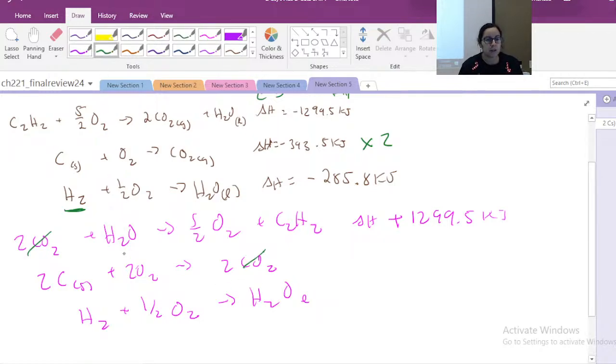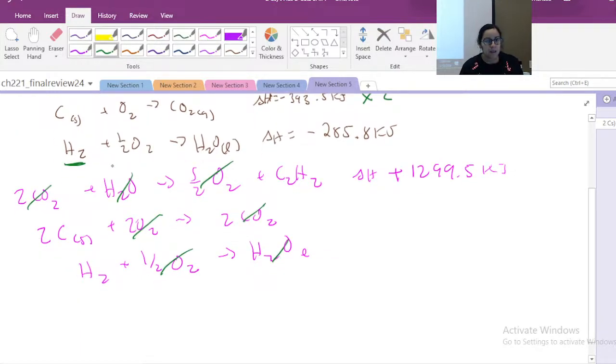And so now we need to kind of see where we're at. So right, we mentioned that water was going to cancel. Okay, that looks good. And then check where we're at with the oxygen. So we have 2 plus a half, right? So that's 2.5, which is the same as 5/2. So that looks good, right? So all that oxygen mess ended up canceling. And so it looks like we are left with our desired equation, right? So 2 carbons plus our equivalent of H2 gas gives us acetylene.